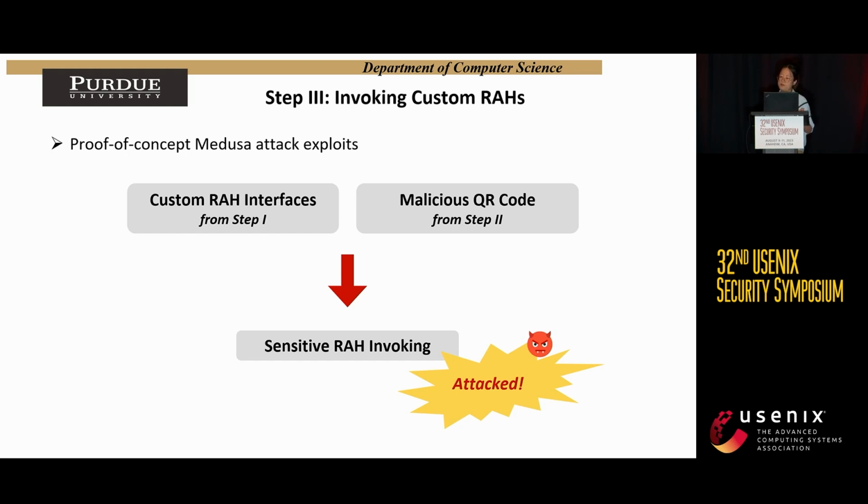And in order to verify the result and attack efficiency in the real world, in the third step, we launch proof of concept Medusa attack exploits. With the information obtained from the first two steps, we can then try to construct a malicious QR code to invoke sensitive RH. If any native sensitive services are triggered or resources are accessed, the vulnerability can be confirmed.